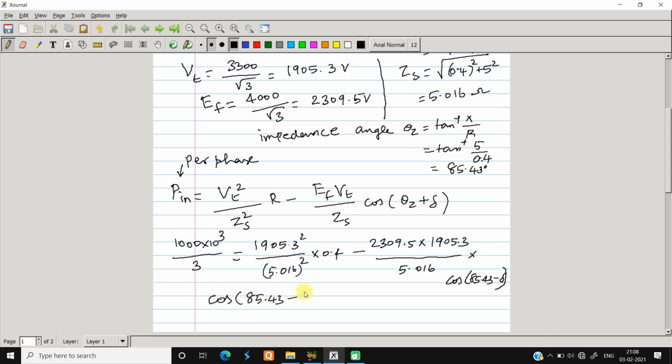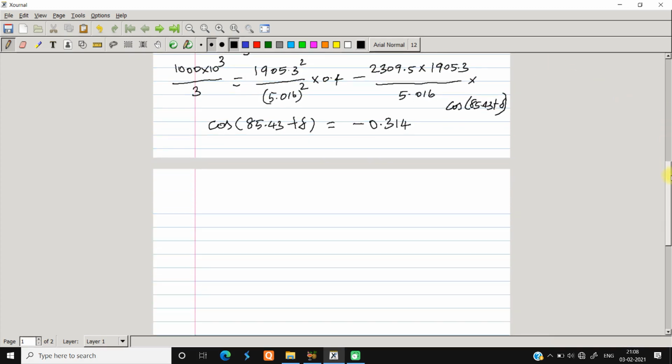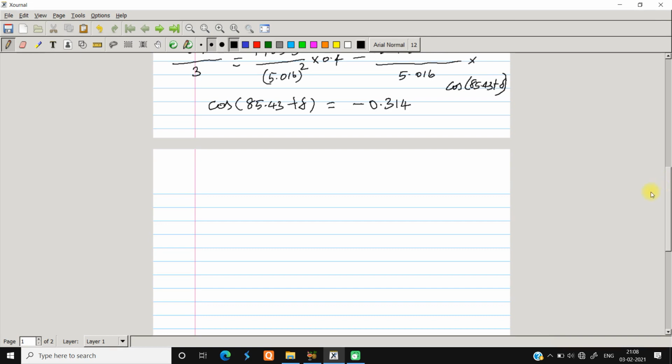85.43 minus del, which is going to be equal to, sorry, this is going to be plus del, so plus del is equal to minus 0.314. So you can verify this with your calculator, so you can do it on your own.